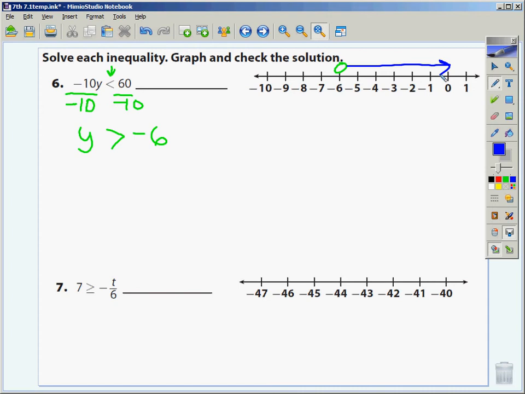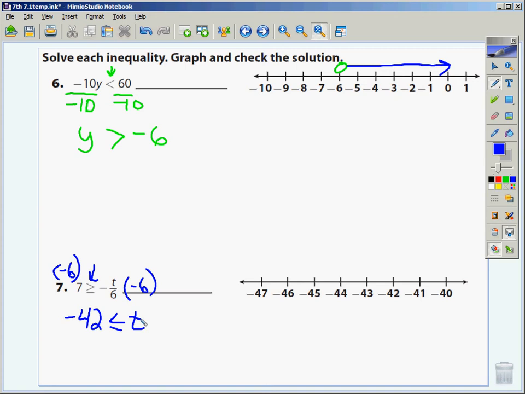What am I going to have to do in number 7? You have to multiply. Okay, I am going to have to flip it. What am I going to multiply by? What kind of 6? If I multiplied by a positive 6, would I have to flip it? No. Only if I multiply or divide by a negative. I multiply both sides by a negative 6. This is going to give me a negative 42. What am I going to do to that symbol? Flip it. Less than or equal to t.